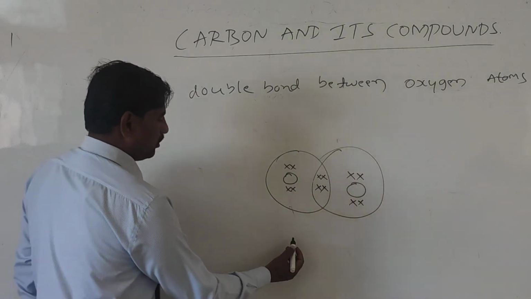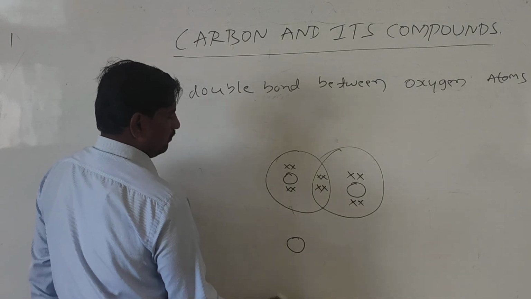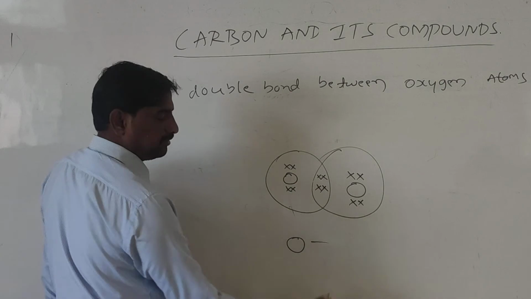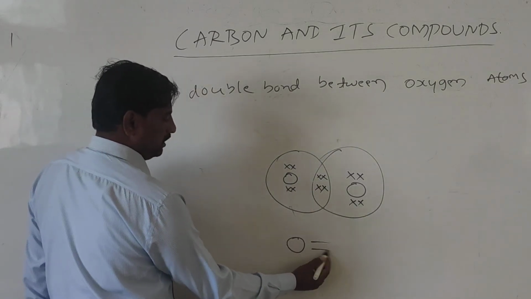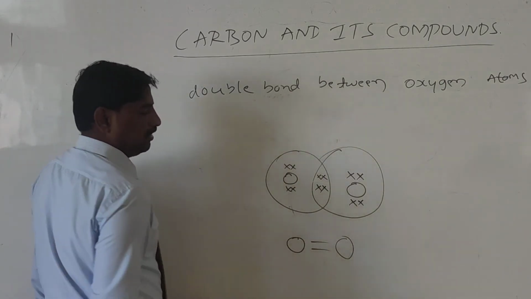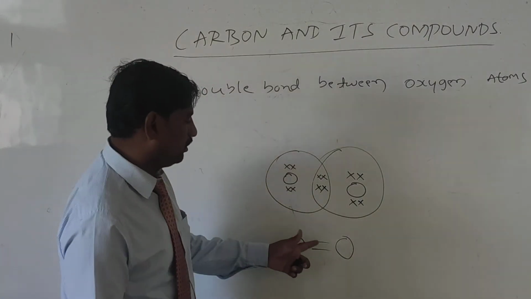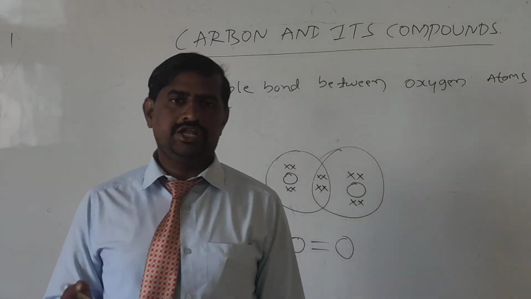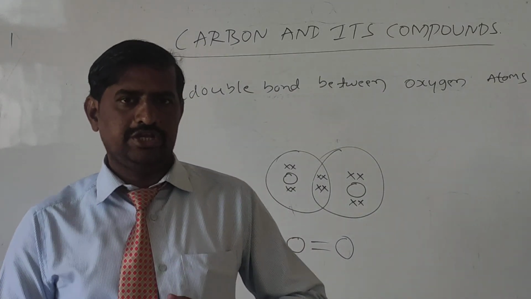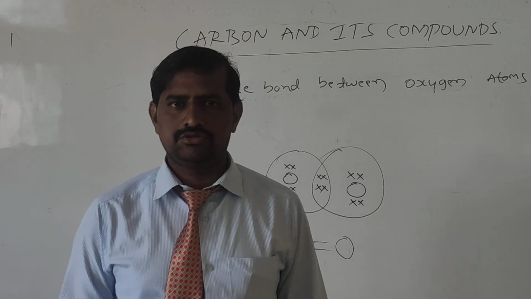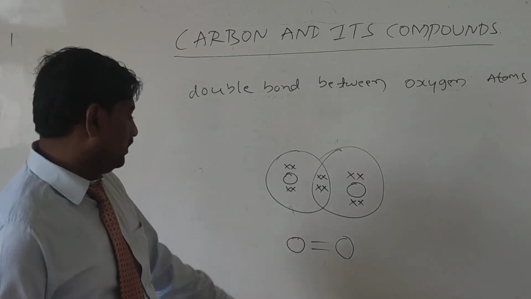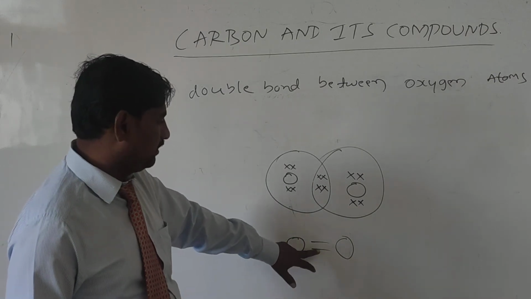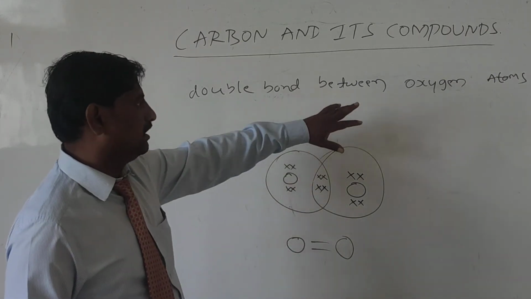For example, in oxygen there are 4 electrons shared. If one pair of electrons is shared, then it is a single bond. If 2 pairs, it is a double bond. We can write oxygen double bond oxygen, O double bond O. This means 4 electrons are shared between the 2 oxygen atoms, so this is called a double covalent bond.